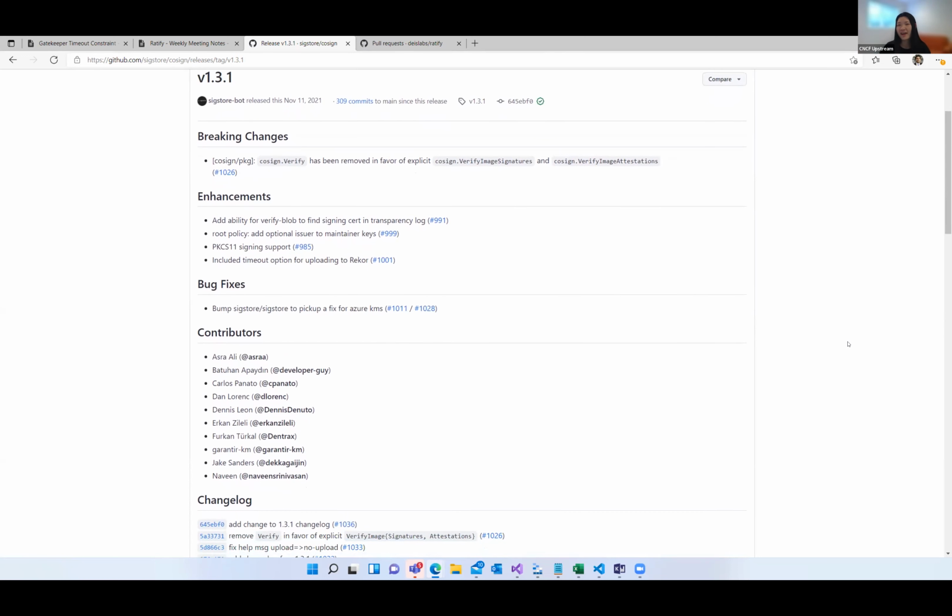Yeah, no problem. I think I would just update it so that instead of calling verify, I'll call verify image signatures. They've also updated the interface a little bit, so I'll update accordingly. I think that makes sense. Yeah, and they also have some interesting features that we're probably not going to support right now, but in the future we can add support if needed.